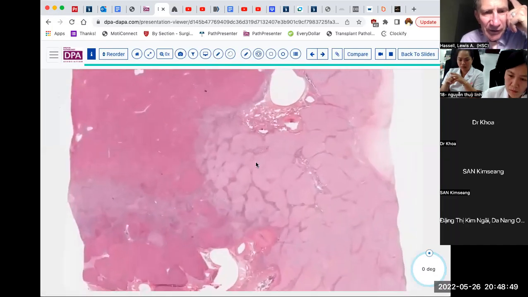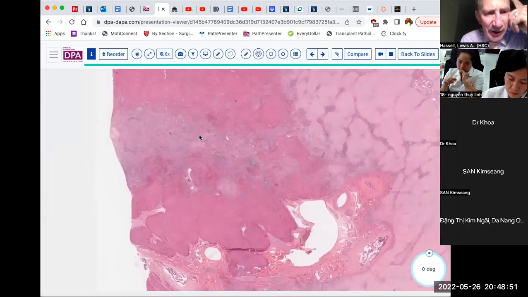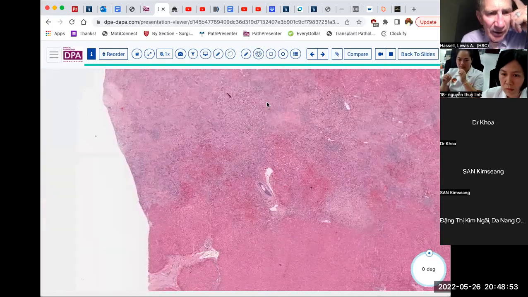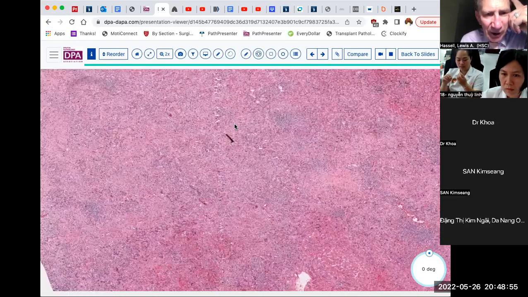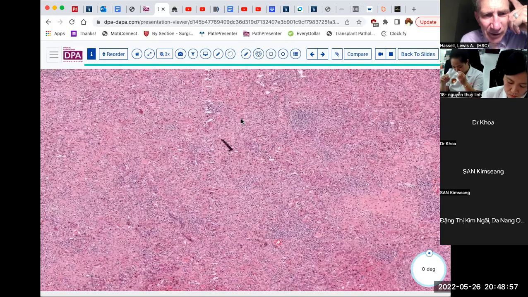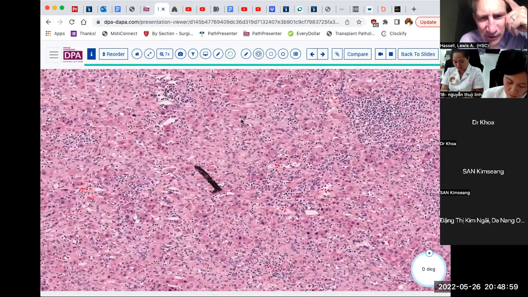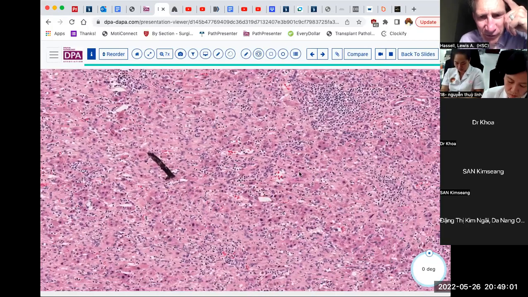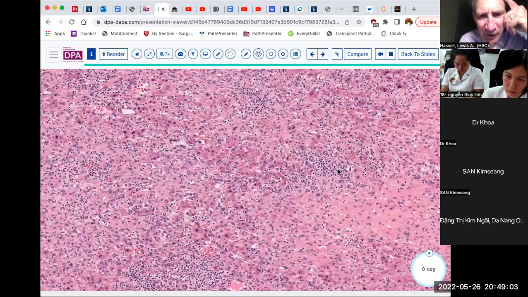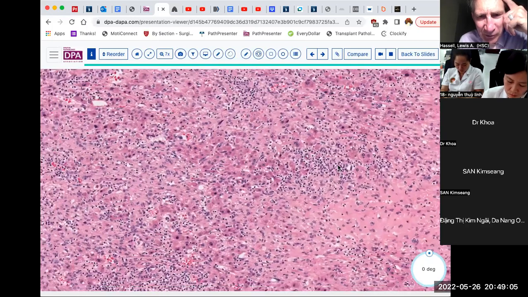And another slide example. I think here you may actually be looking at, well, I'm not quite sure if this is, it doesn't look like it's a biopsy. I thought maybe there might have been a biopsy tract or something here.